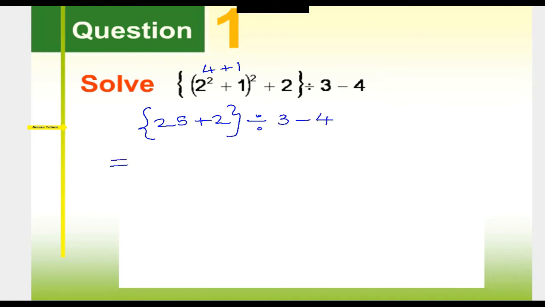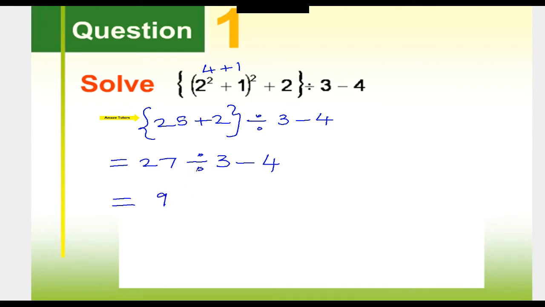Now the next step. We have to finish these braces. These brackets next. 25 plus 2, 27. Divided by 3 minus 4. Now what next? Obviously division. So what is 27 divided by 3?